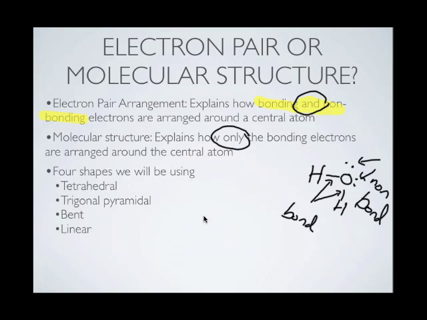Tetrahedral. There's that tetra word again, like that game Tetris. That means 4, I think. Yeah, I think so. Trigonal pyramidal means 3, trigonal, tri. Bent and linear. So what do these look like?